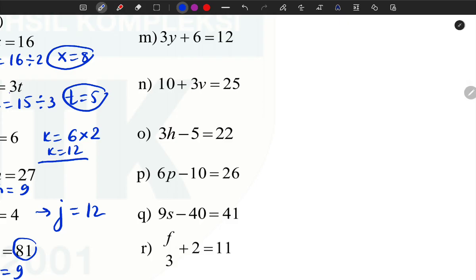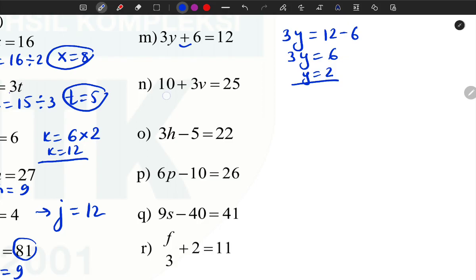Look at these equations. 3y plus 6 equals 12. First, we need to subtract 6 from 12, because here is addition and we need to subtract. And we get 3y equal to 6. Then we need to divide each side by 3, and we get 2. Or we need to divide 6 by 3, we get 2.